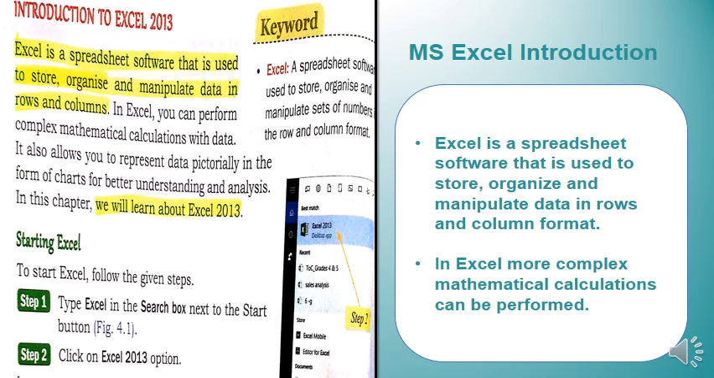To start Excel, follow the given steps. Type Excel in the search box next to the Start button. Click on Excel 2013 option. Then an MS Excel window will appear in front of you.